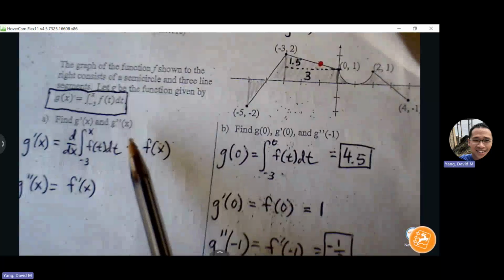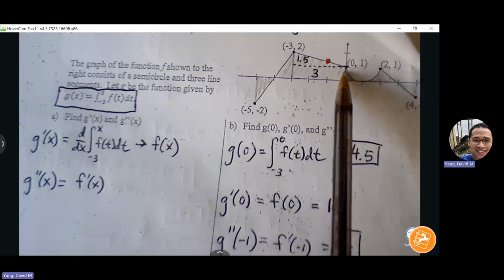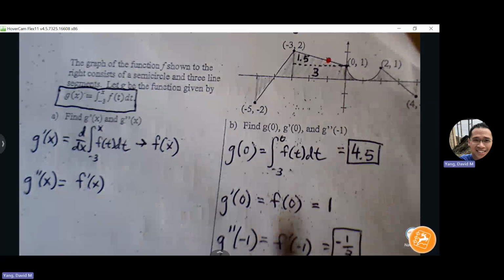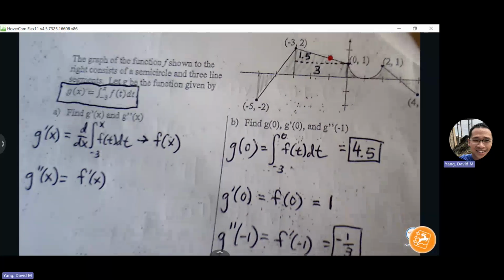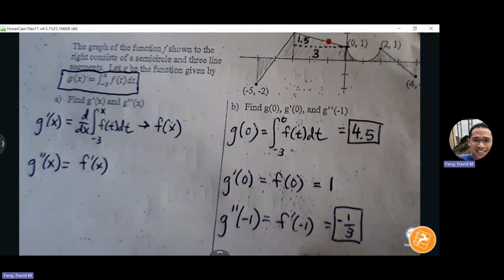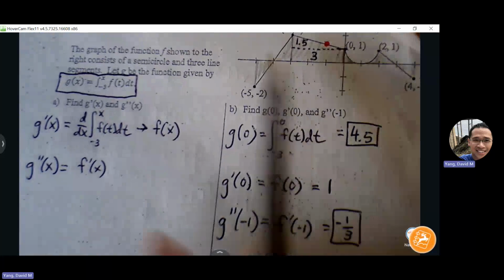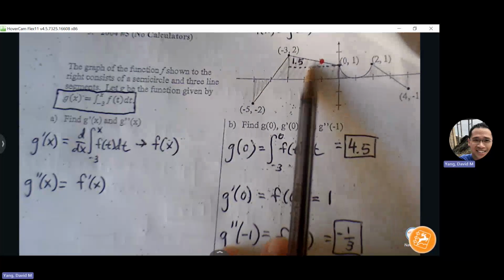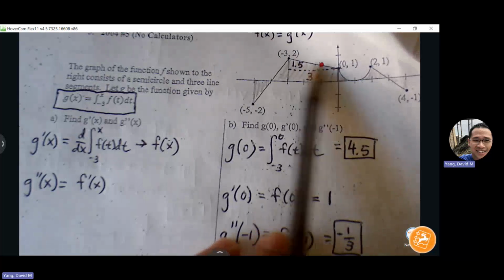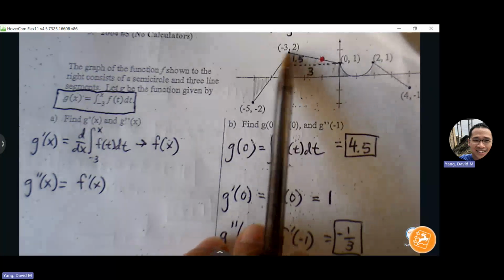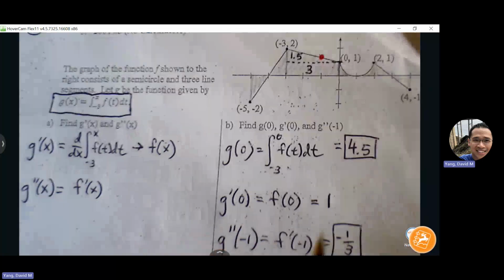G prime of 0 is the y value, is f of 0. F of 0 is asking for the y value of the f graph. And g double prime of -1 is asking for f prime of -1. F prime of -1 is basically saying the derivative or the slope of this line segment. The slope of this line segment, I just do rise over run, down 1/3, -1/3.